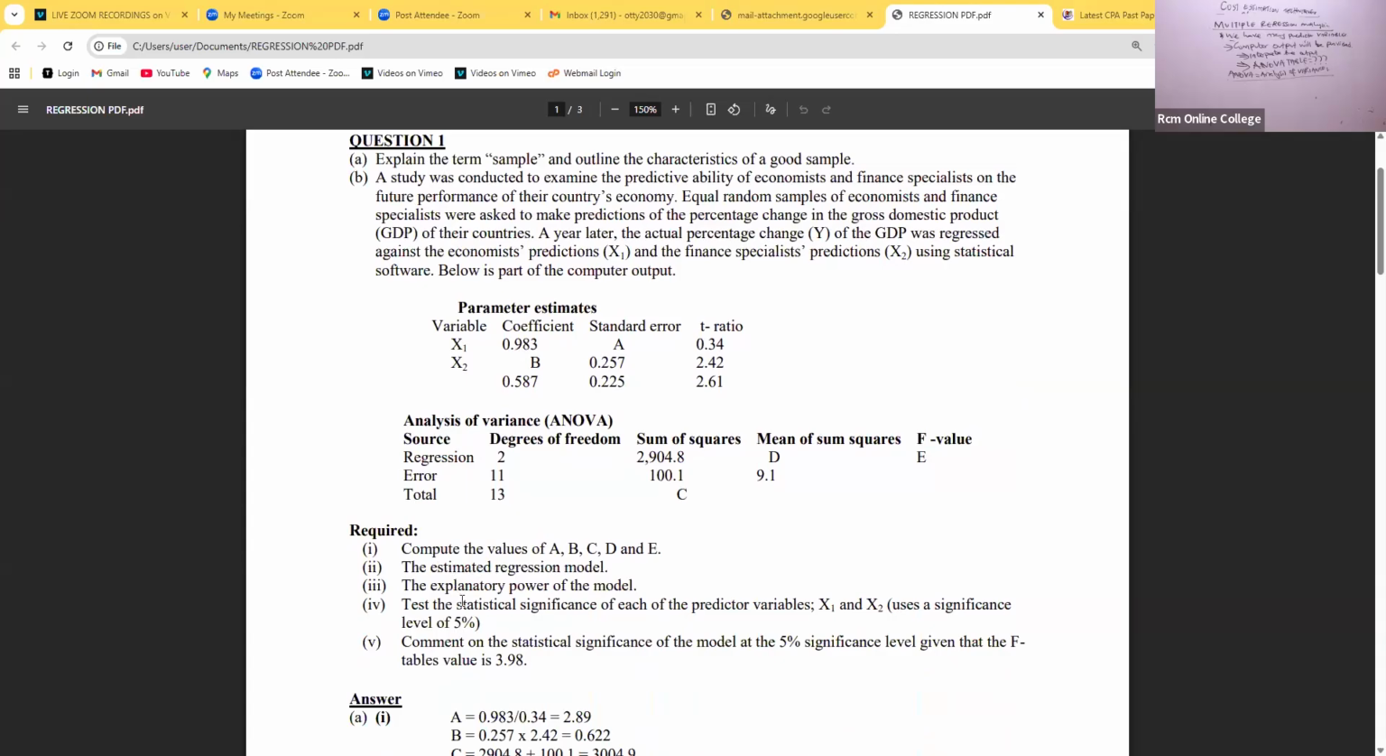Number 3, we test the explanatory power of the model. 4, test the statistical significance of each of the predictor variables, x1 and x2, use a significance level of 5%. Then comment on the statistical significance of the model as a whole at 5% significance level, given that F table's value is 3.98. So this question, ladies and gentlemen, I will be able to get 100%.